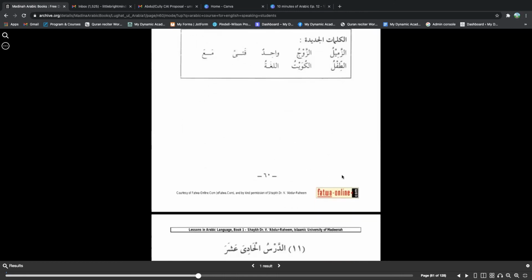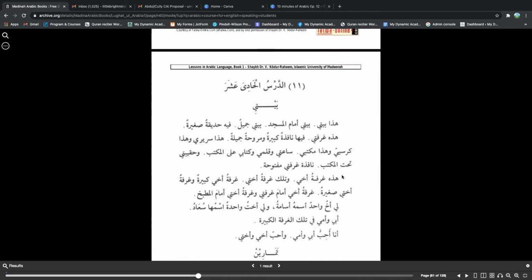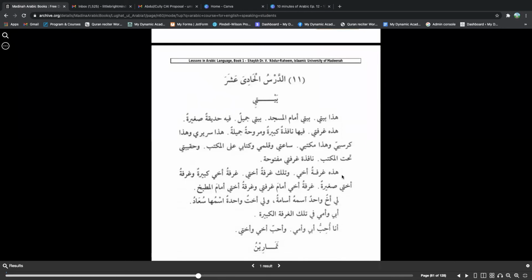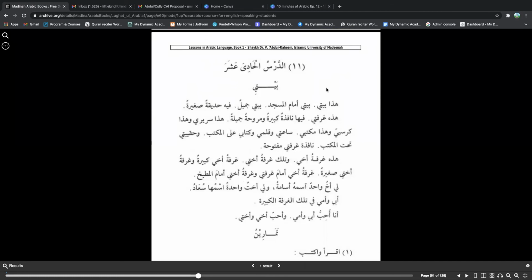Lughatun, the language. Alhamdulillah. So انتهينا من الدرس العاشر. We finished the tenth lesson, and so inshallah next class will be dars al-hadi ashar, the eleventh lesson, inshallah.